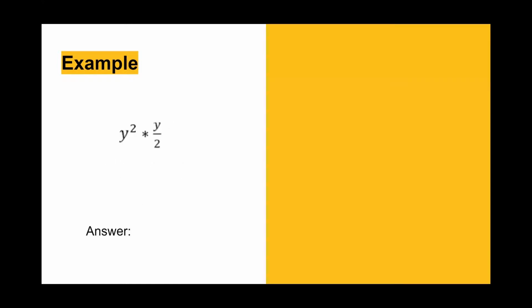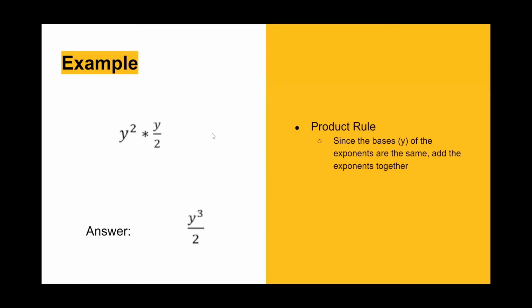So here's another example. We have y squared times y over 2. So for this one, use the product rule. Since the bases are the same, both y, you add the exponents together. So that ends up equaling y cubed over 2, because it'd be y raised to 2 plus 1, and then divide that whole thing by 2.